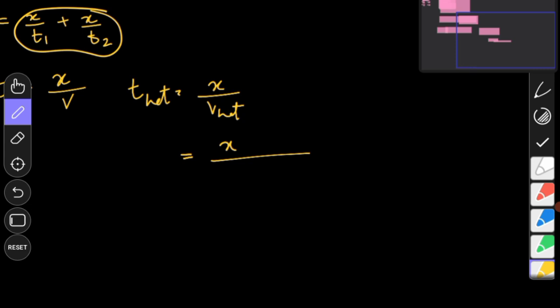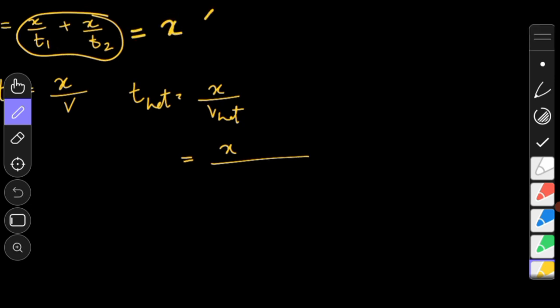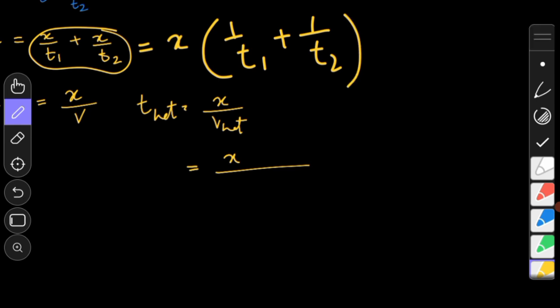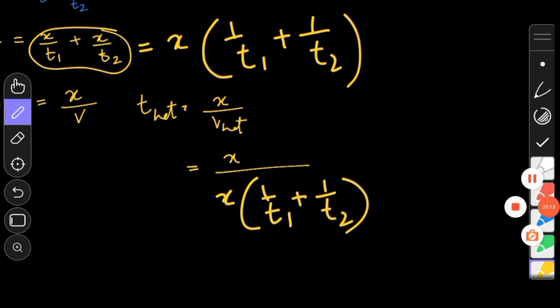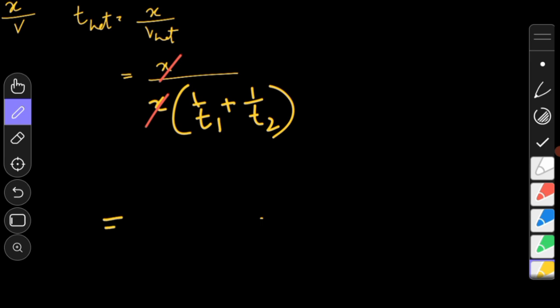So we have to substitute here, and we can simplify it as x into 1 by t1 plus 1 by t2. On substituting that value here, instead of v net, x into 1 by t1 plus 1 by t2, we can cancel this x present in the numerator and in the denominator. So the value will turn out to be something like 1 by 1 by t1 plus 1 by t2.